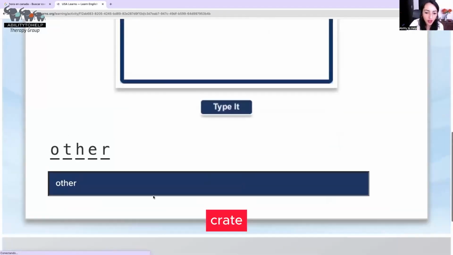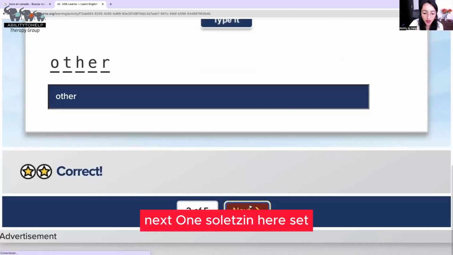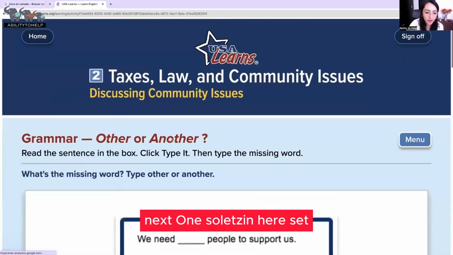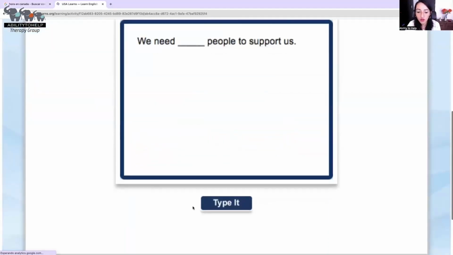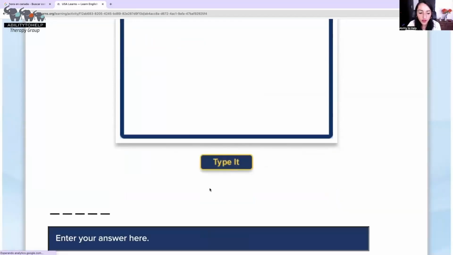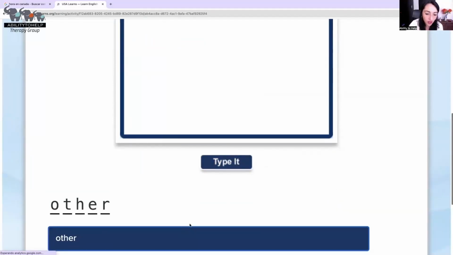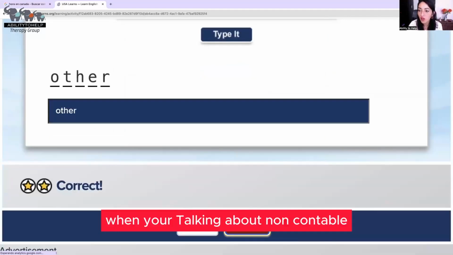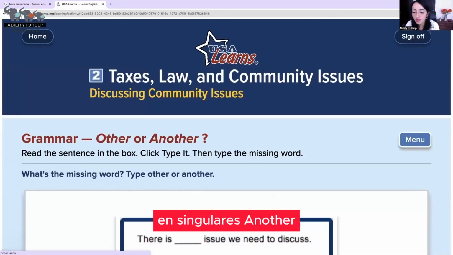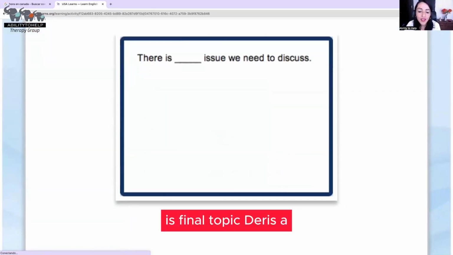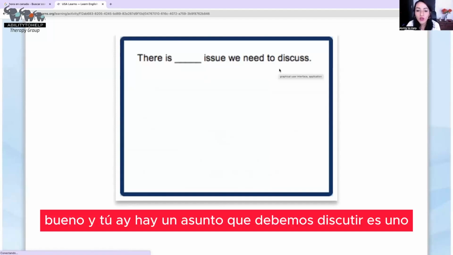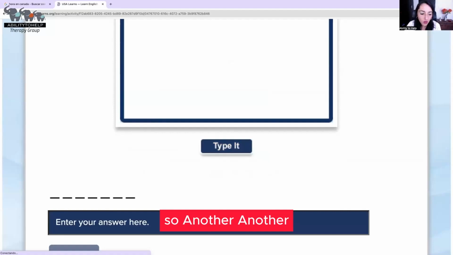Great. Next one. We need people, which is a plural noun. So that's why you have to write other. Other, because it's a plural noun. When you are talking about non-countable and singular, it's another. It's a simple way to learn this kind of topic. There is another issue we need to discuss. So, another.